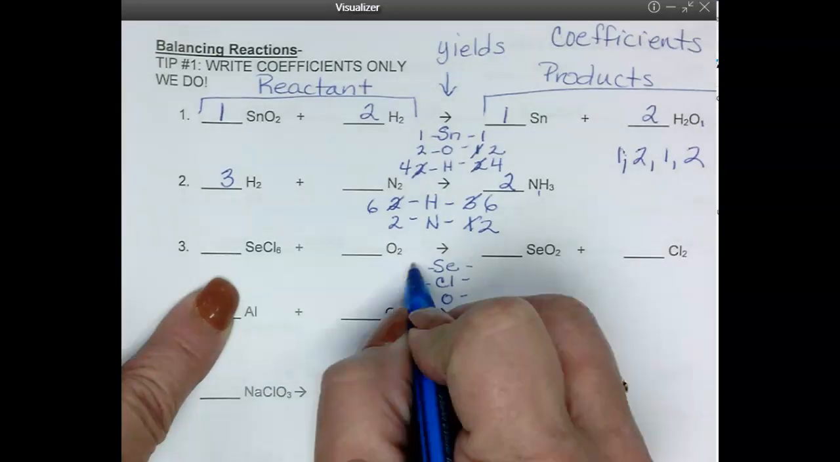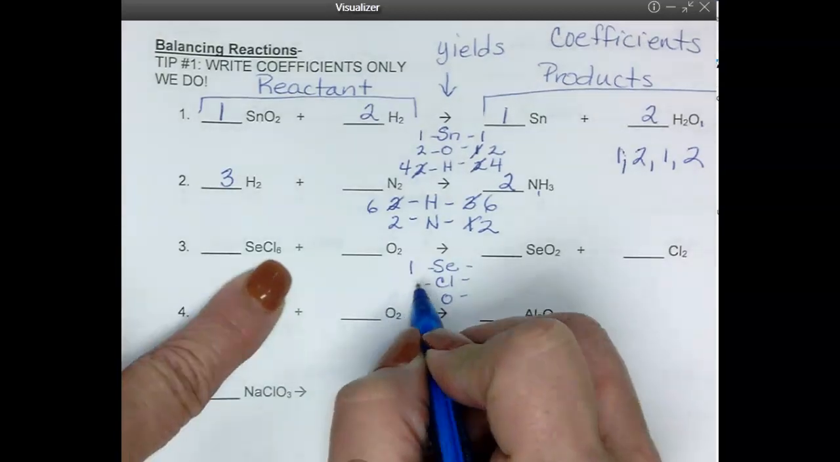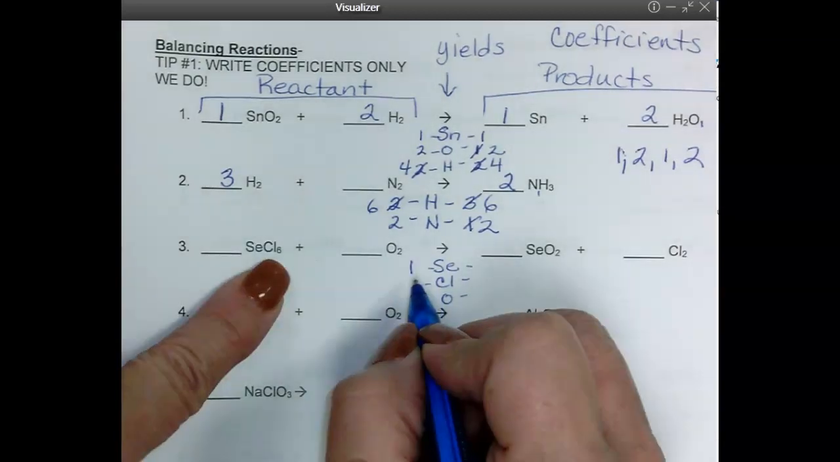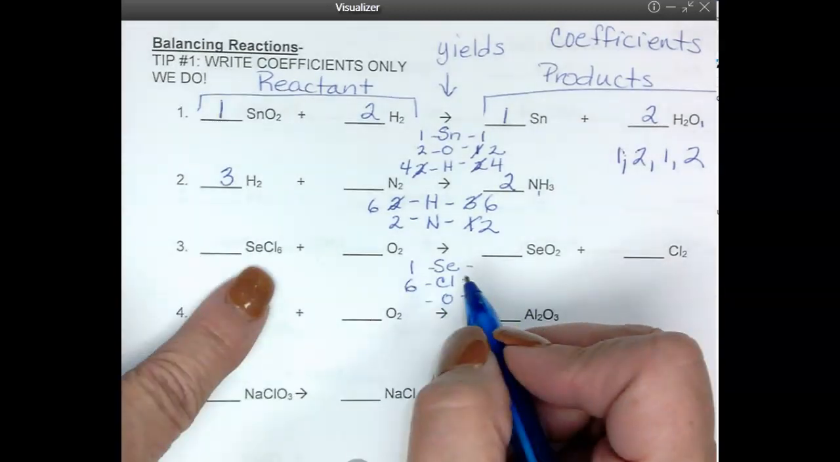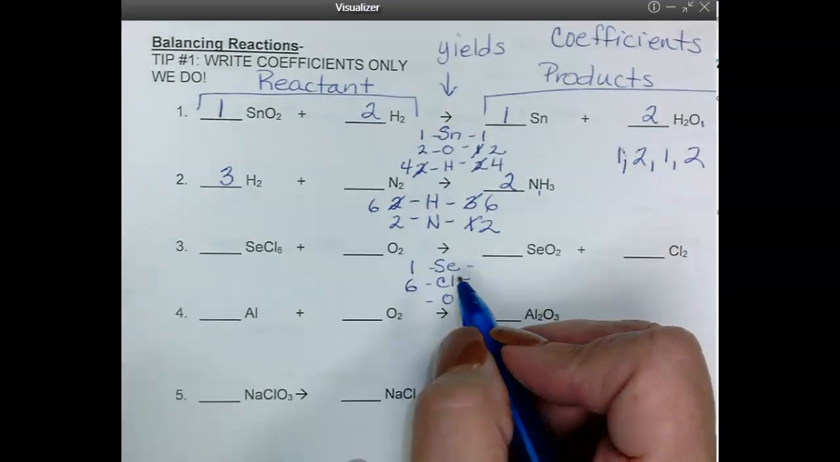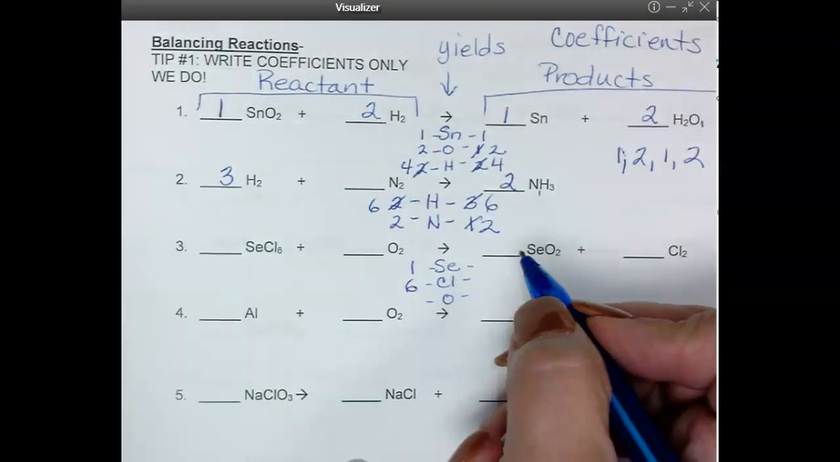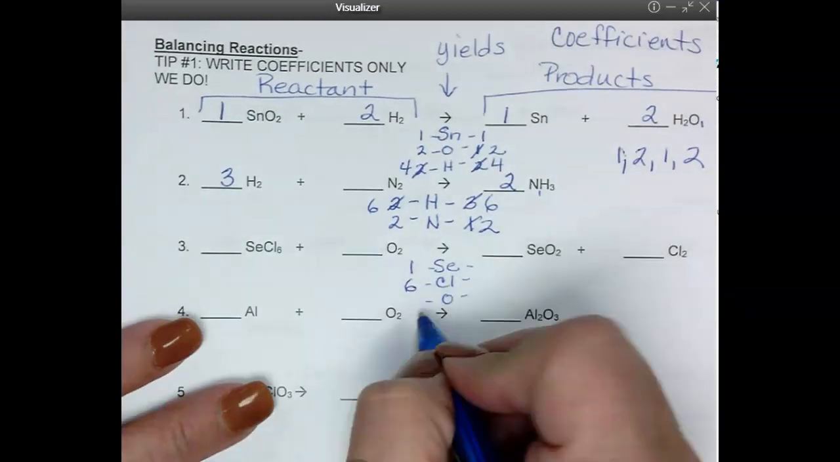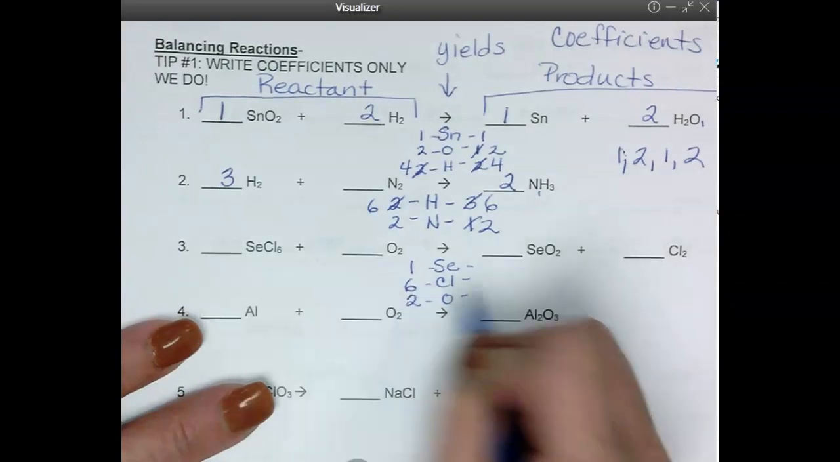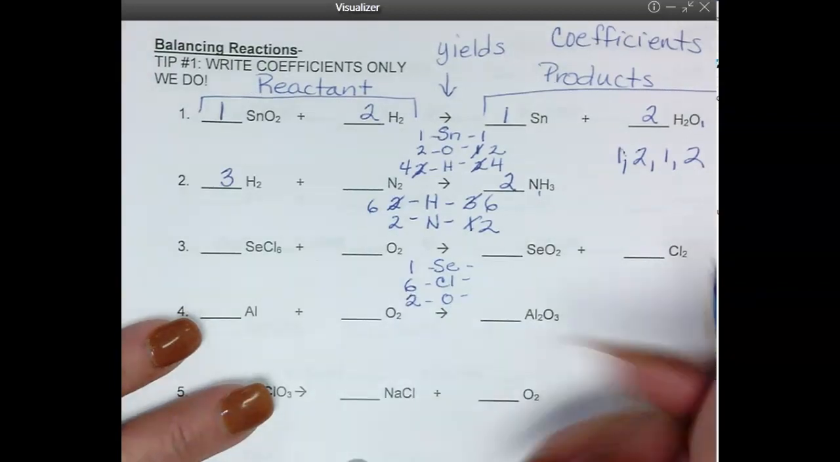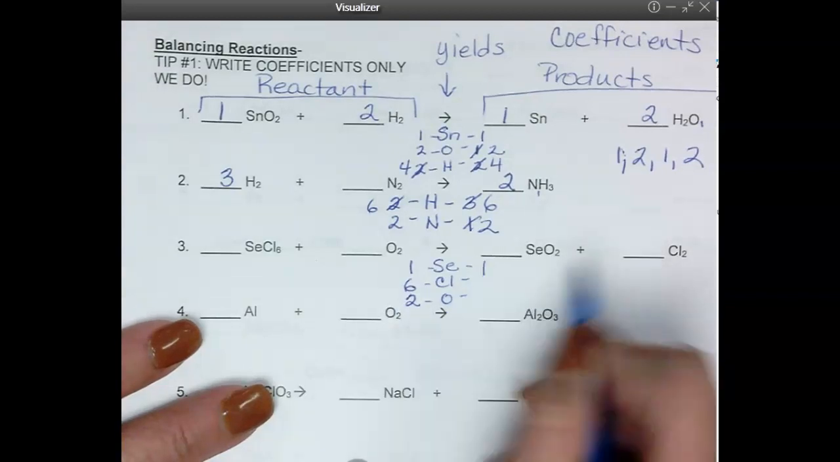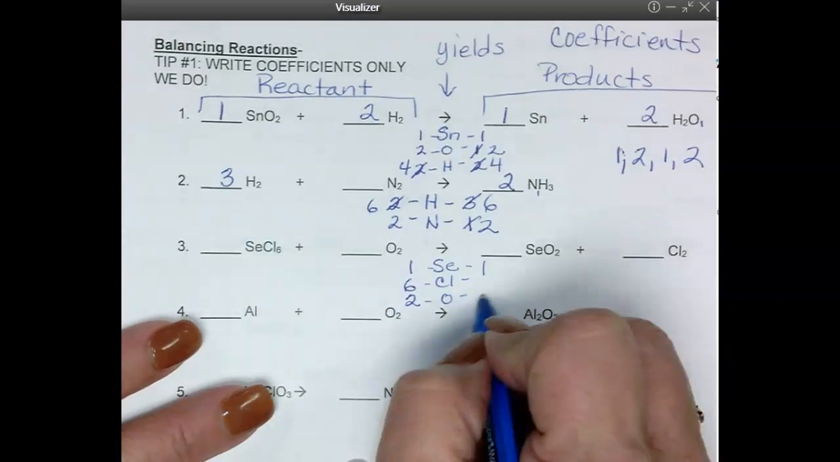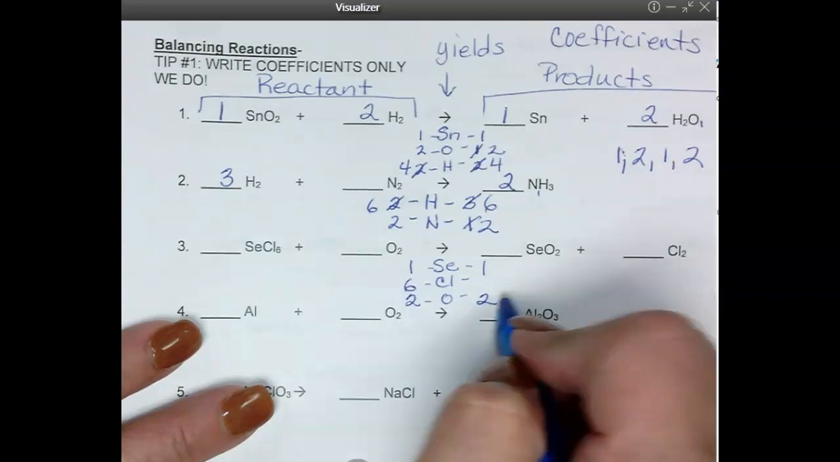So I have 1 selenium, 6 chlorines. My eyes are tired. I can't tell if that's a 6 or a 5. I think it's a 6. Okay. And I have 2 oxygens. So there's my count. Did you get that? On this side, I have 1 selenium, 2 oxygens, and 2 chlorines.